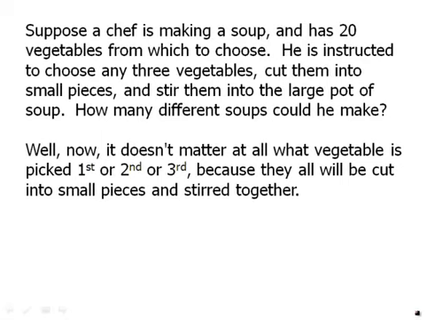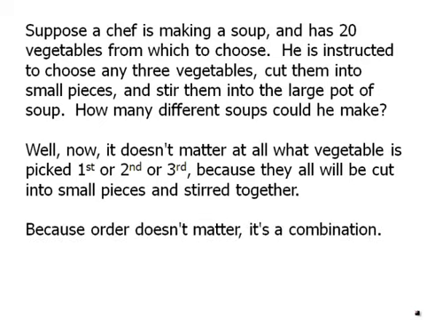So it's absolutely irrelevant. You're just going to have small pieces of one floating next to small pieces of the other. It doesn't matter the order at all. They all wind up in the same pot. Because order doesn't matter, it's a combination. So this would be 20 choose 3, which would be 20 times 19 times 18 divided by 3 factorial. 3 factorial, of course, is 6.